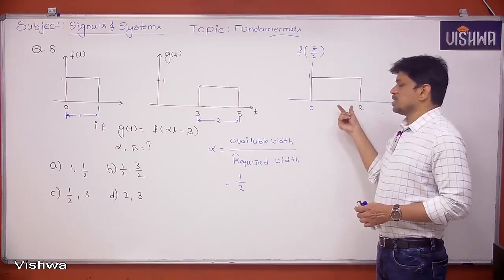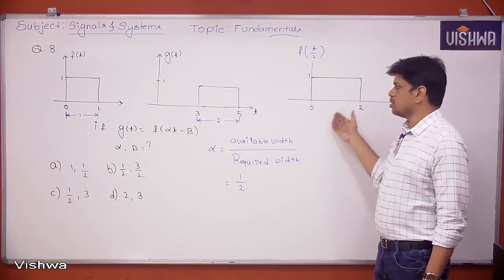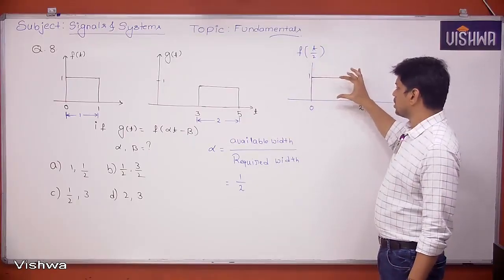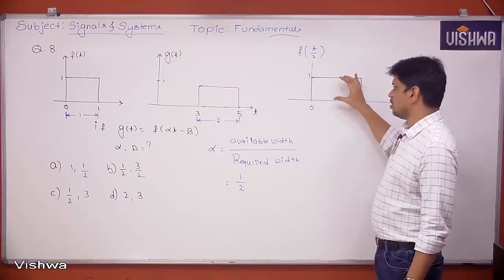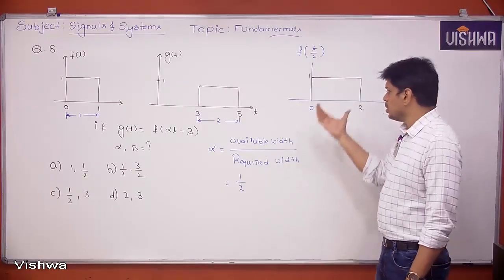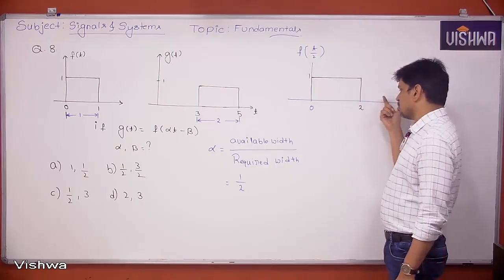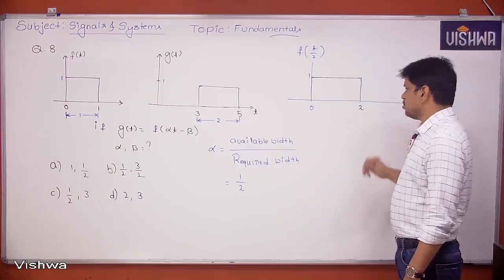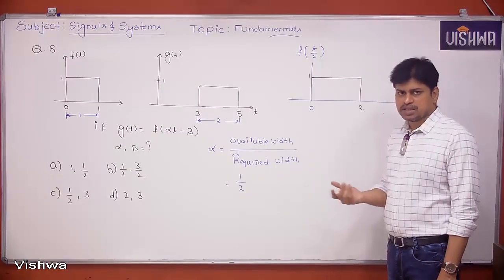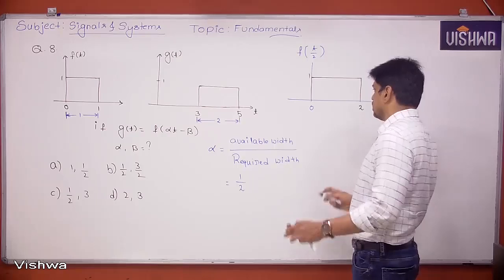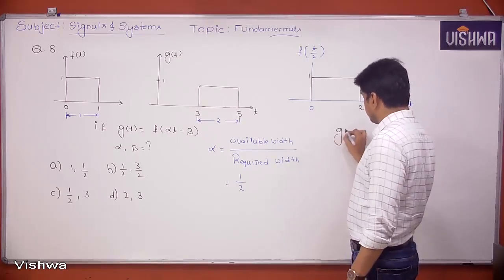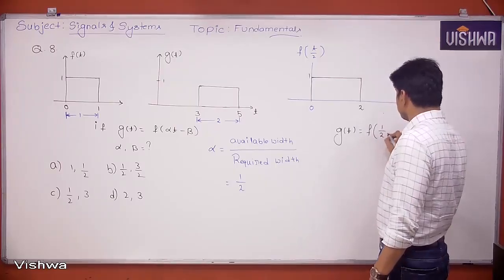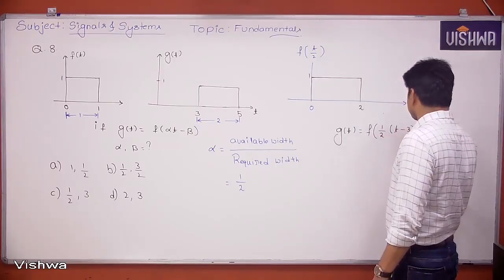What do we have to do with this waveform so that we can get g of t? You tell me. Forget about the function. By seeing the graph, what do we have to do so that we can get g of t? I have to shift this graph by 3 units. Shifting to the right side by 3 units means t has to be replaced with t minus 3. So finally, to get g of t, I can say g of t is equal to f of 1 by 2, with t replaced by t minus 3.